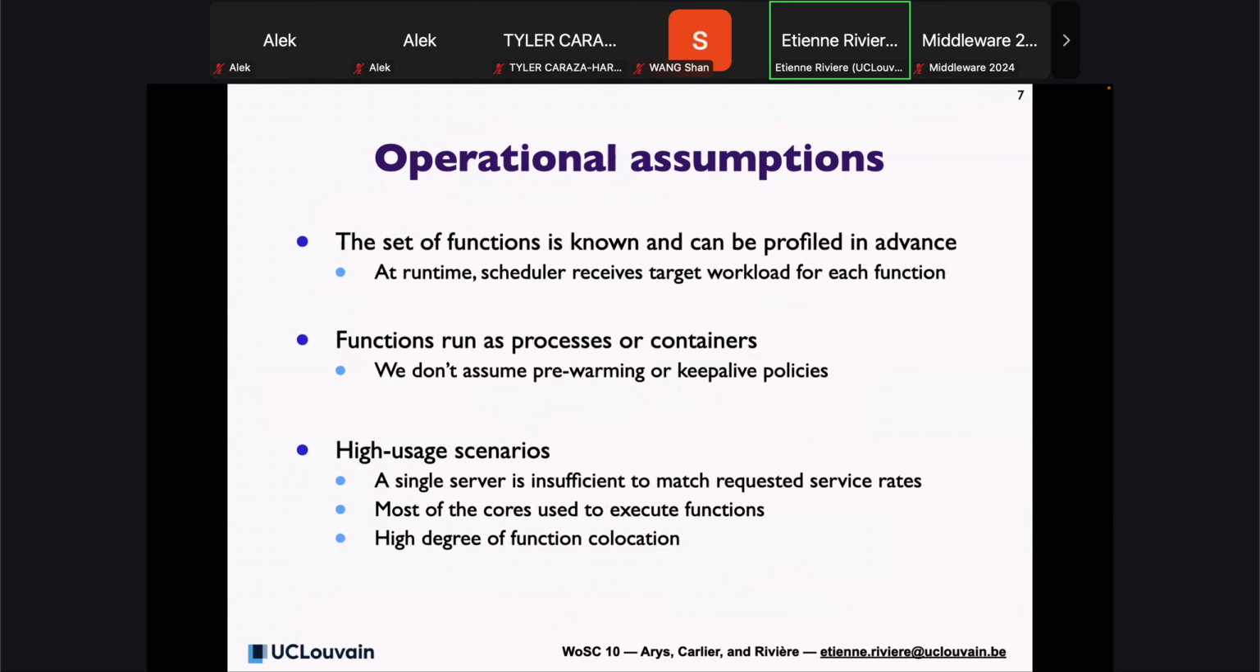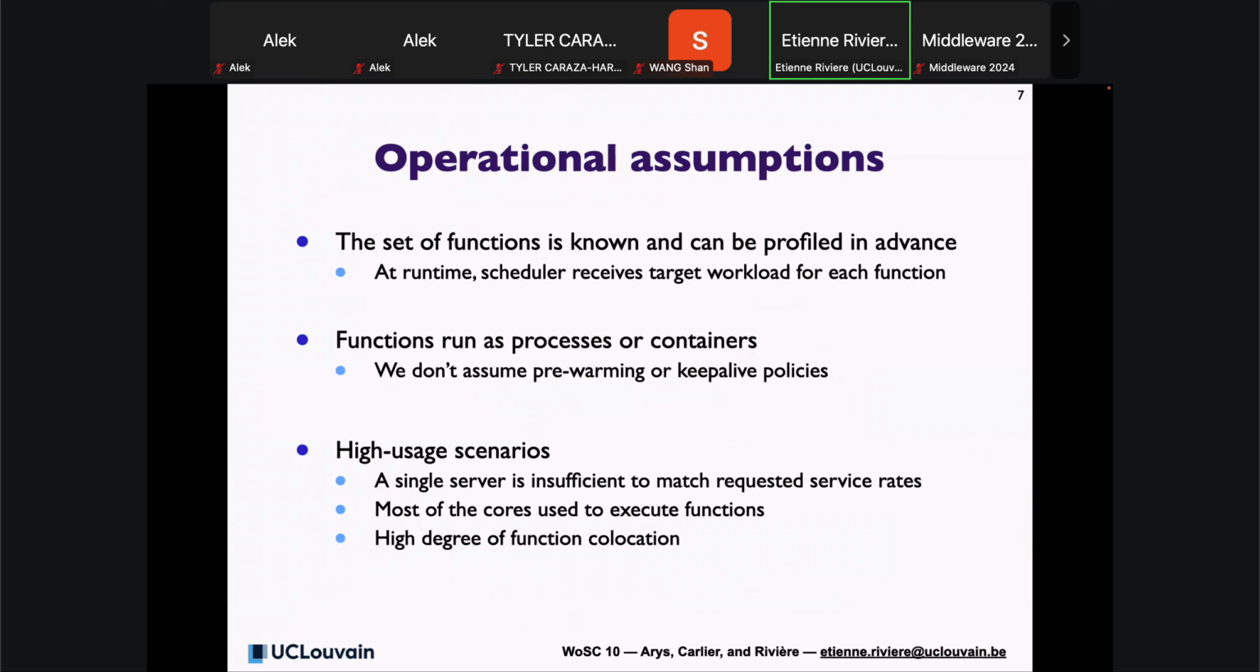So we make a few operational assumptions. We assume, as I've said, that the set of functions is known and can be profiled. So it's a given beforehand. And at runtime, we receive a request rate. That request rate could change over time, and then we could recompute a schedule, but we know the functions beforehand. We assume that functions run as processes, containers would be the same, and we don't assume particular policies like pre-warming policies that would start functions in advance, or keep-alive policies that would keep pre-started functions alive in memory for a time. We'd be interested, but we keep it simple.